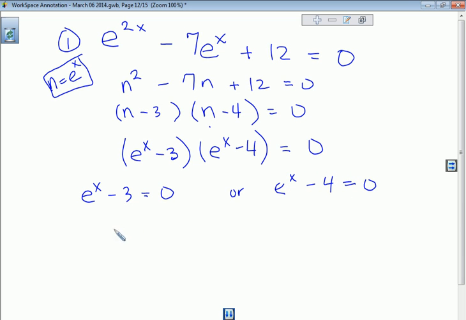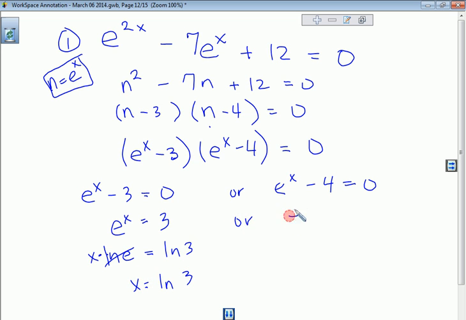So we can solve these simply. Move the 3 over. And because it's base e, we'll take the natural log. And when we take the natural log of this side, we get the natural log of e. The x comes out in front. And the natural log of e is just 1. And then we'll take the natural log of this side. So x equals the natural log of 3.